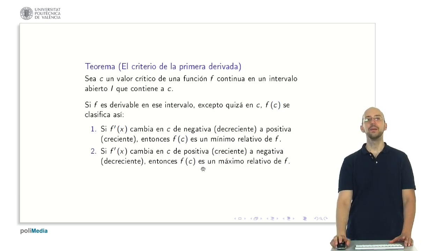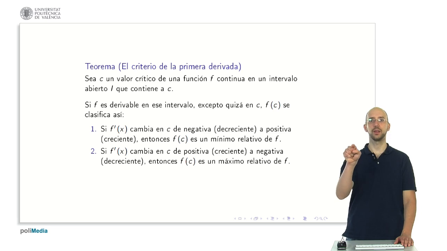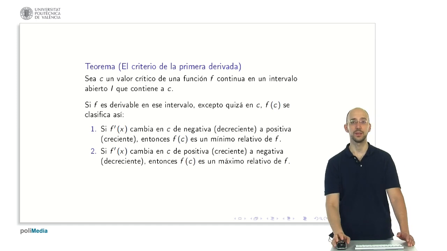Secondly, if the derivative shifts from being positive, indicating an increase, to negative, indicating a decrease, it clearly signifies a maximum point. When a function is in an upward trend, reaches a certain point, and then starts declining, that specific point represents a relative maximum.